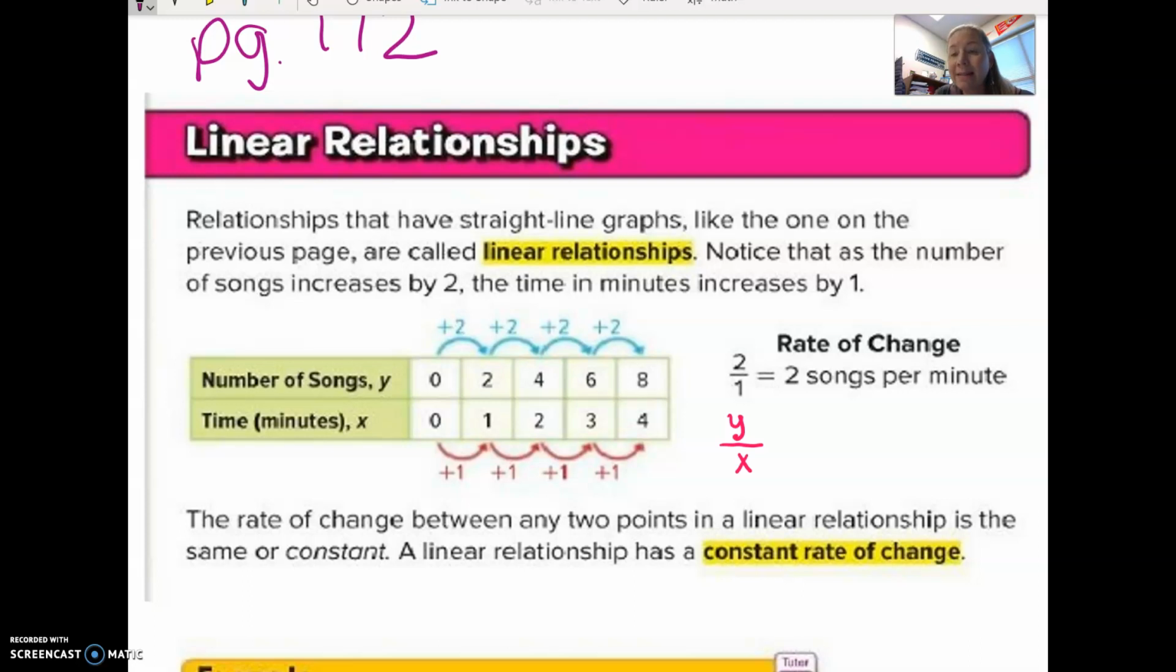So because it has that constant rate of change, that constant same pattern, we call it a linear relationship. Now, this linear relationship has a constant rate of change, which is an actual fraction. It's a value. So in this particular example, the rate of change is 2 over 1. When we write the rate of change, it's always going to be y over x, okay?